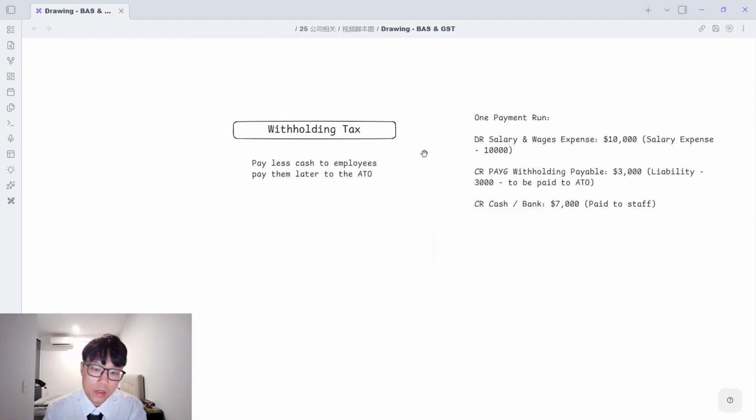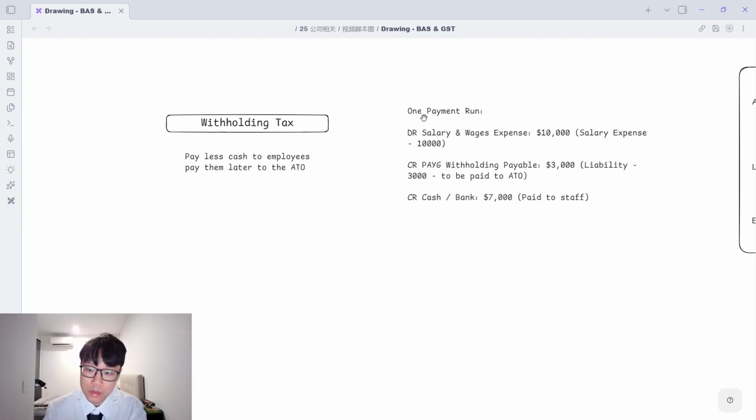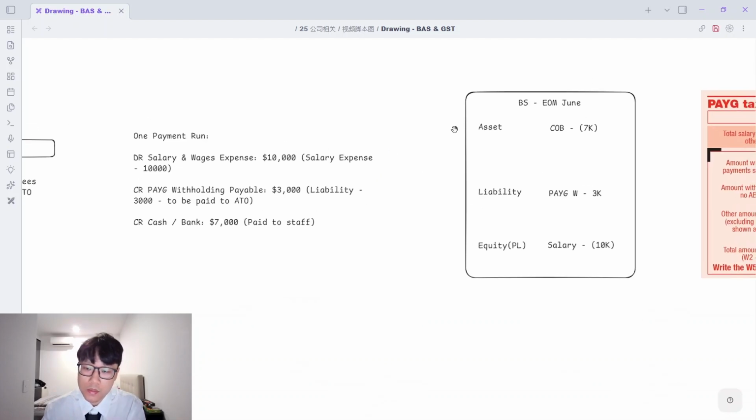And lastly, about withholding tax. We're paying less cash to our employees and we're gonna pay the rest later to the ATO. So we withhold this tax for our employees, but our expense will not be reduced. For example, in one payment run, the salary expense is 10K and we withhold 3K to be paid to the ATO, so we're only paying 7K cash to this employee, but our expense is still 10K. On the balance sheet it should look like this.